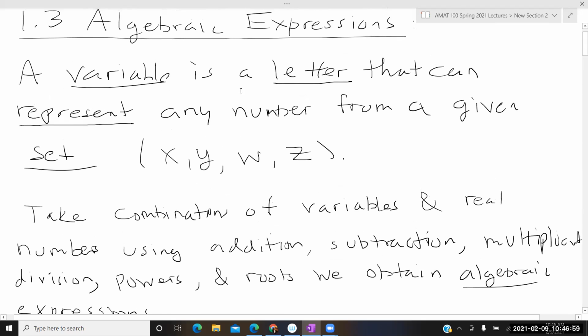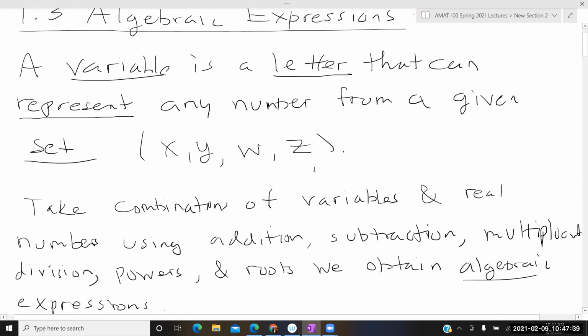you have variables, and variables are letters that can represent any number from a given set. It's important, I emphasize the set because it's the reason why we covered sets in the first video, because they grow increasingly more important. The notion of a set, that's really all mathematics is: you're dealing with sets and functions, which we haven't covered, but mathematics is really just about sets and functions on sets. So a variable is a letter that can represent any number from a given set, and we usually use x, y, w, and z to represent some variable or some number.